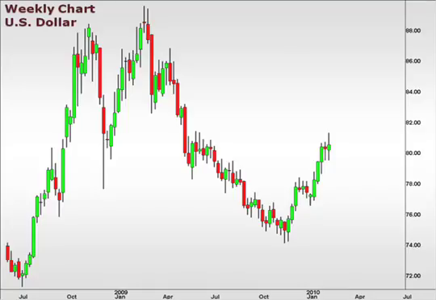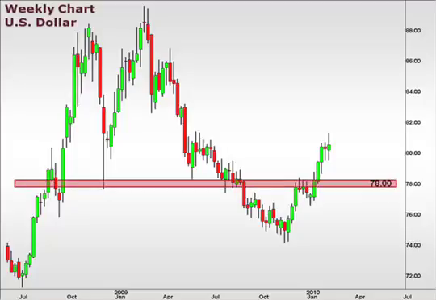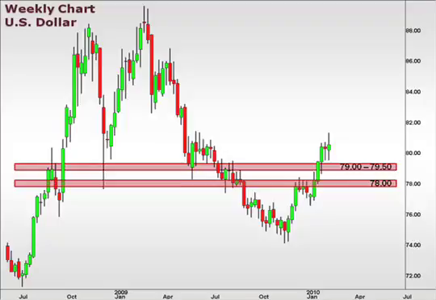Let's take a look at the weekly chart of the US dollar index. This is a great way to gain perspective as to how the dollar has been trading against a basket of currencies. While that 78 zone still remains an important support level in the bigger picture, after the last couple of weeks' trading activity, the 79.5 focal zone is becoming a very important near-term support.